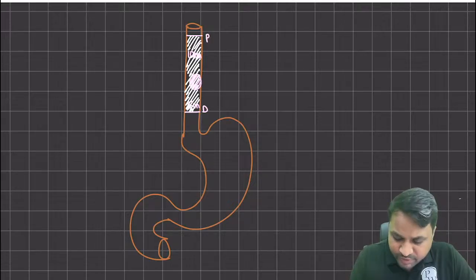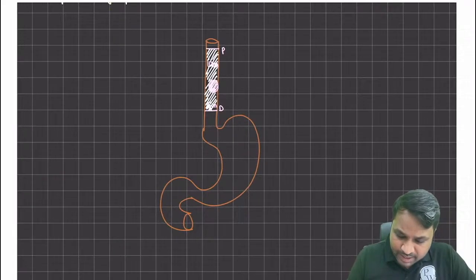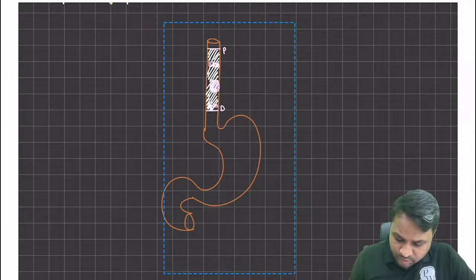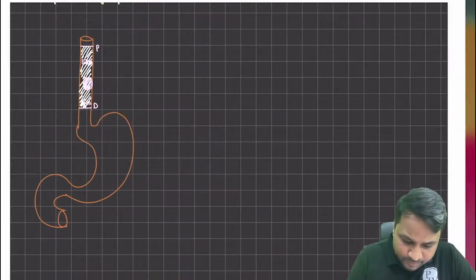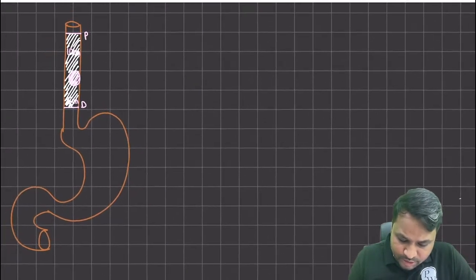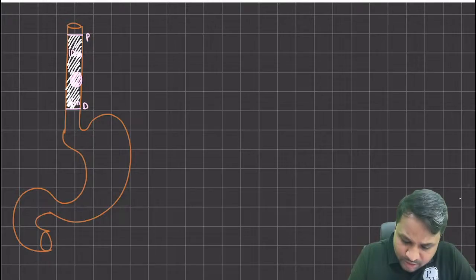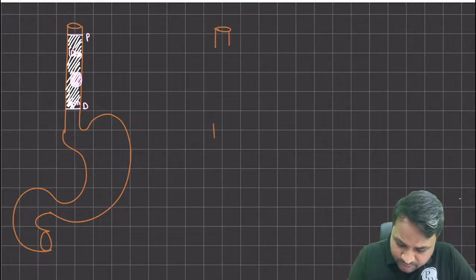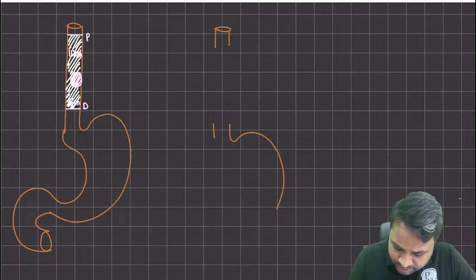This much amount of esophagus is gone. Now, as this much amount of esophagus is gone, you have to reconstruct it back. Now, how would you reconstruct this part of the esophagus? I have this part of the esophagus which is lost, and you have the distal esophagus, and then the rest of the stomach is present.